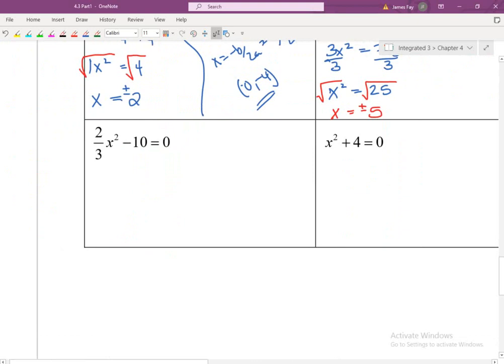Let's do this one. Add 10 to both sides. So I get 2/3. And then, hold on, wait.